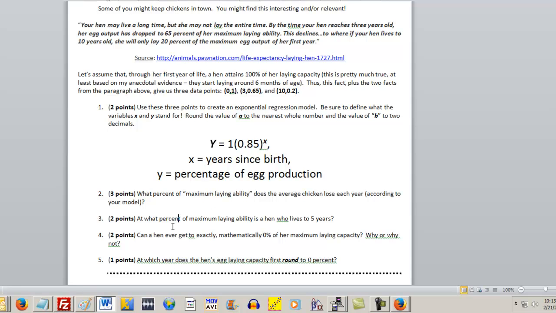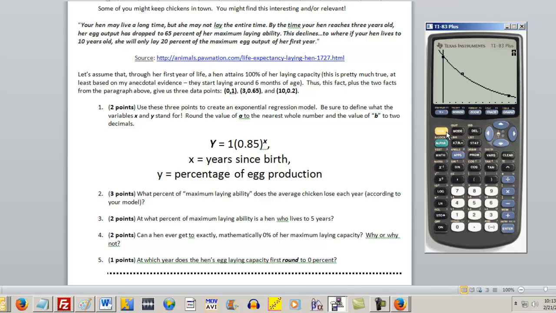At what percent of maximum laying ability is a hen who lives to be 5 years? So it's somewhere between 65% and 20%. If you need more precision than that, you can run to your table and look at 5 or plug in 5. I think I had you guys set your TIs up like this for ask. So when you go to your table, you can simply type in the number you need, and it gives you 45%-ish, about 45%.